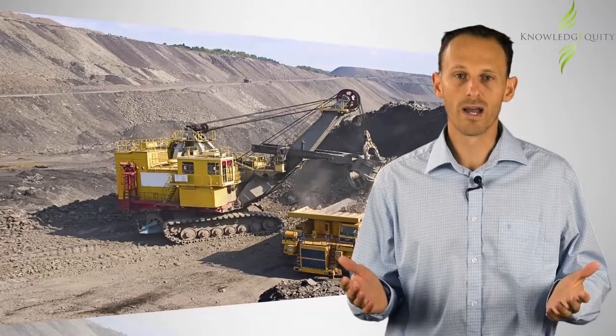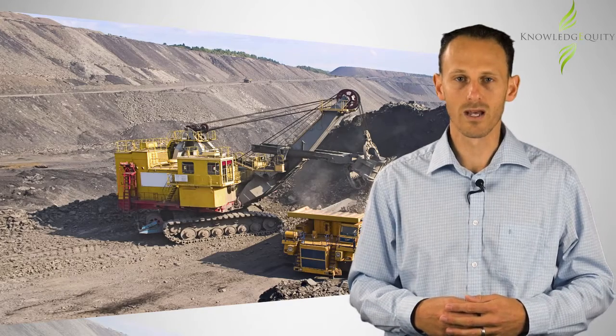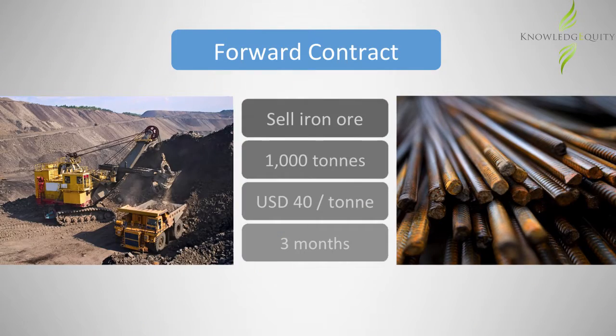Consider an iron ore miner that wants to sell 1,000 tonnes of iron ore in 3 months' time. It could enter into a forward contract with a steel producer to sell the iron ore at the 3-month forward price of $40 per tonne, with settlement in 3 months' time.